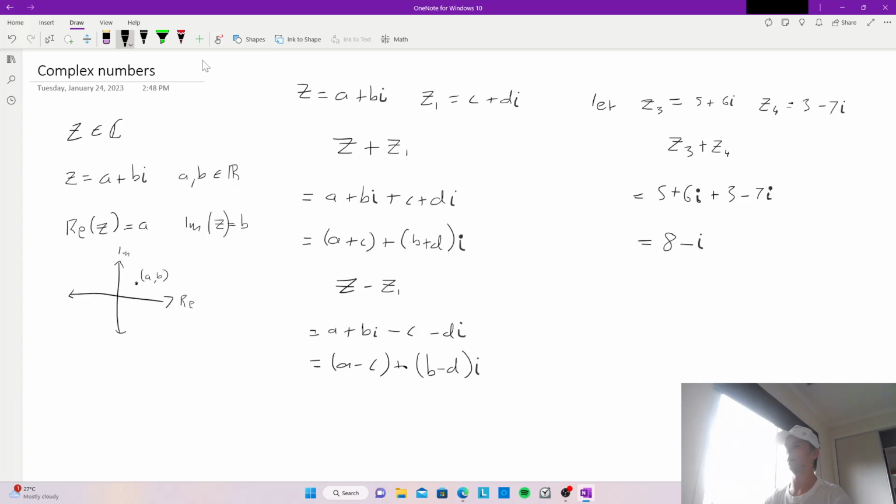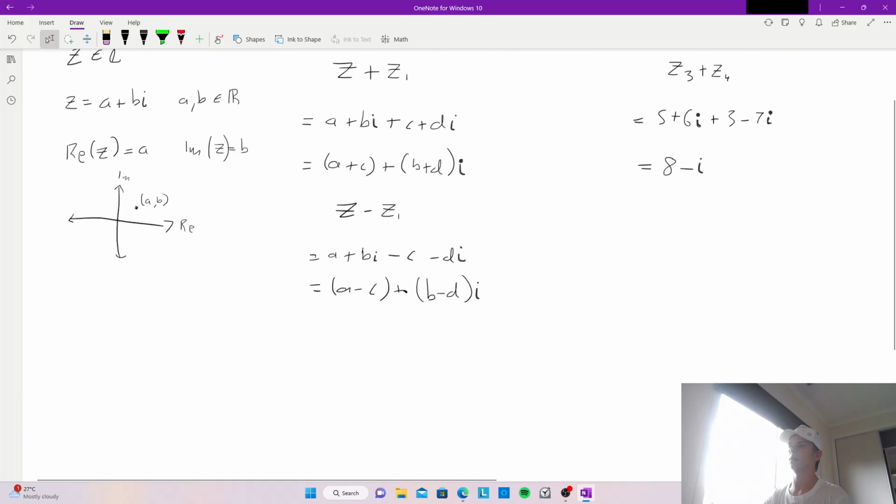Now I'll quickly go over the multiplication, which is pretty simple. It's just similar to a normal quadratic.